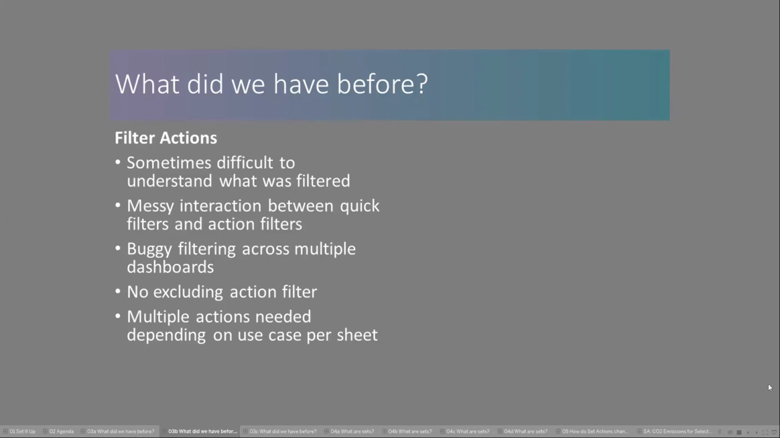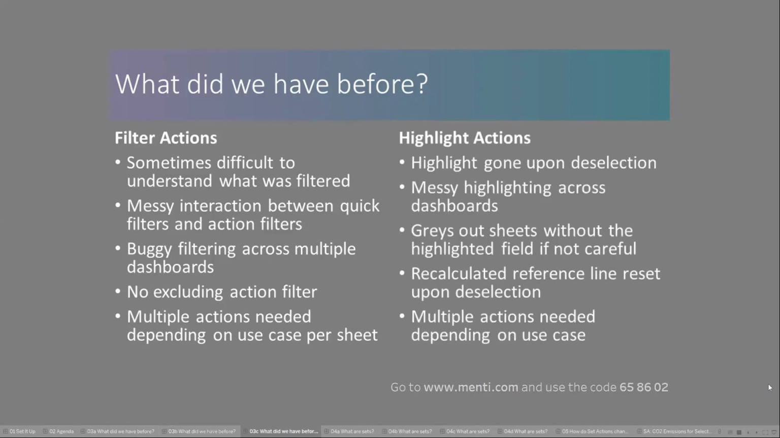We also had and have highlight actions. Those will help us visually bring to the forefront certain selected values. But those highlights would be gone the moment the users deselected the previously selected marks. Highlighting across dashboards, again, can be messy. And if you're not careful and we're trying to highlight certain fields in a sheet that doesn't contain those fields, everything will be grayed out. So let's take a look at what we can do at the moment.